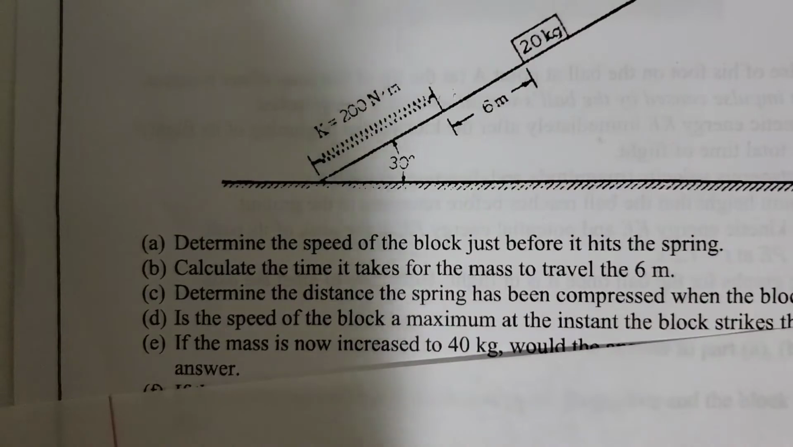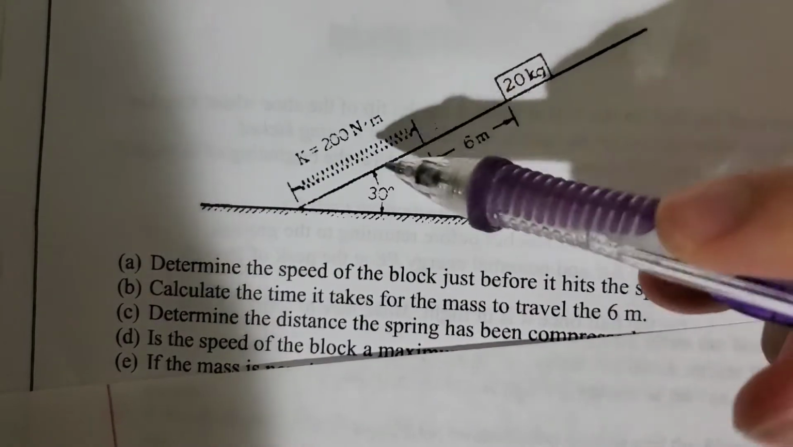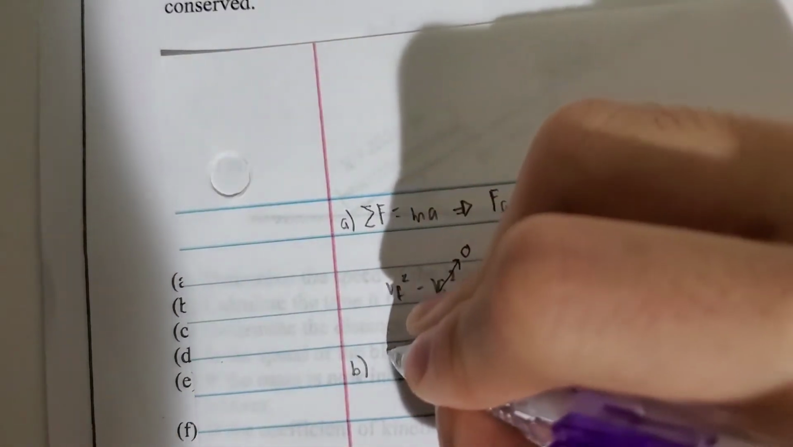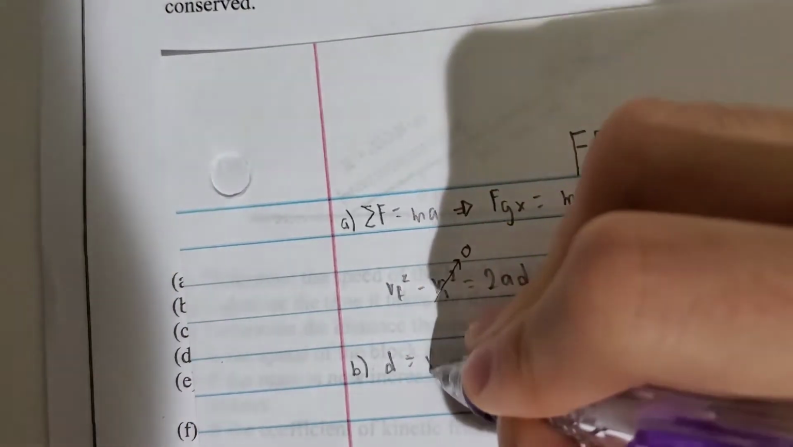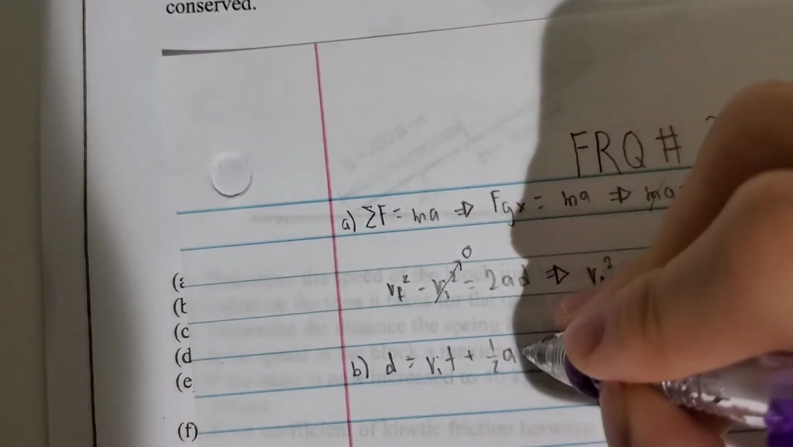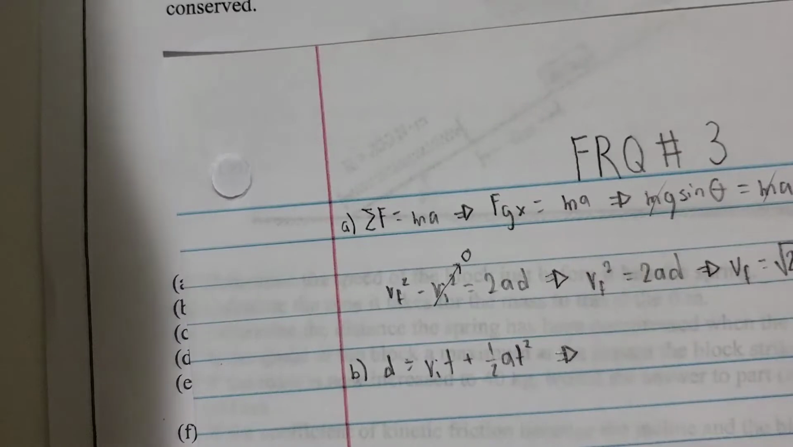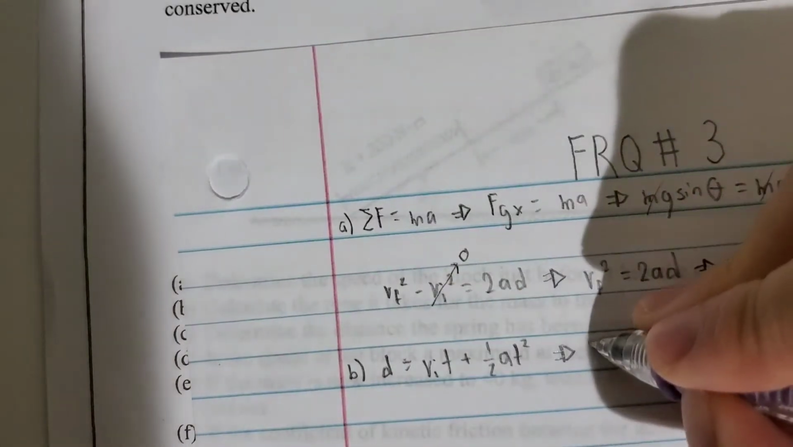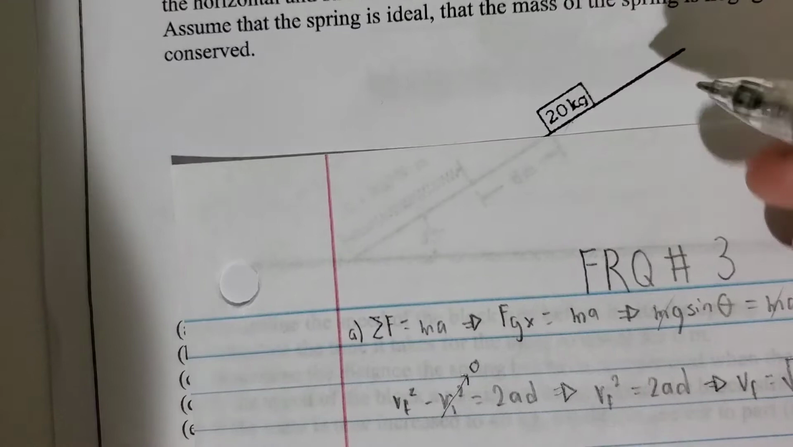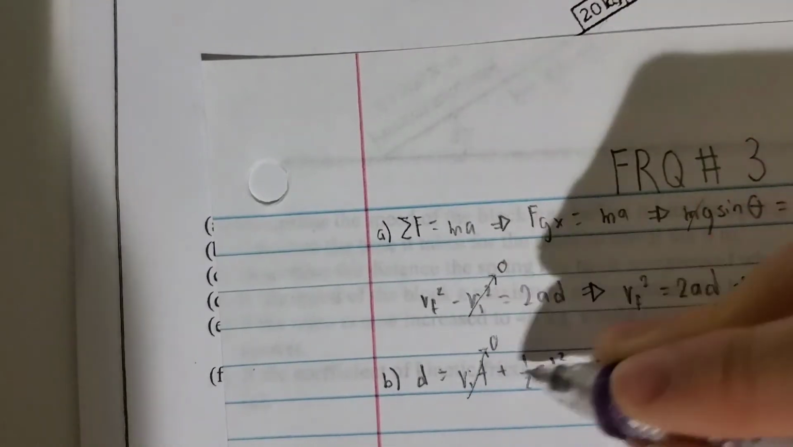Okay, part B wants us to calculate the time it takes for the mass to travel 6 meters. So essentially how much time it takes for the block to move from here to here. To do that, we can use this kinematic equation. Distance traveled is going to be equal to the initial velocity times time plus 1/2 times acceleration times t squared. Now we can just plug in our numbers since we have everything. Our distance traveled, of course, is 6 meters. Our Vi, as I said before, is up here. There is no initial velocity, so this is going to turn out 0. So this term is going to cancel out.